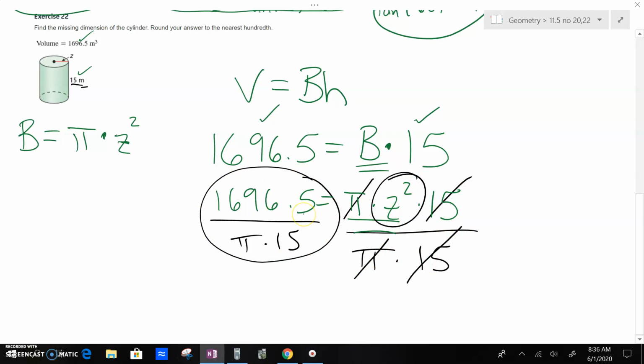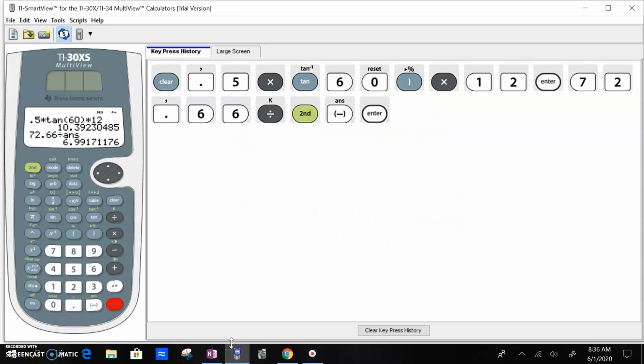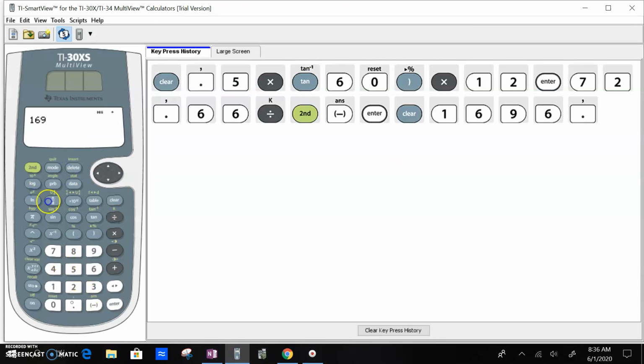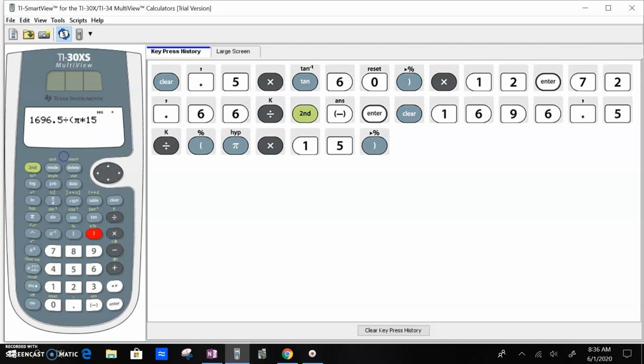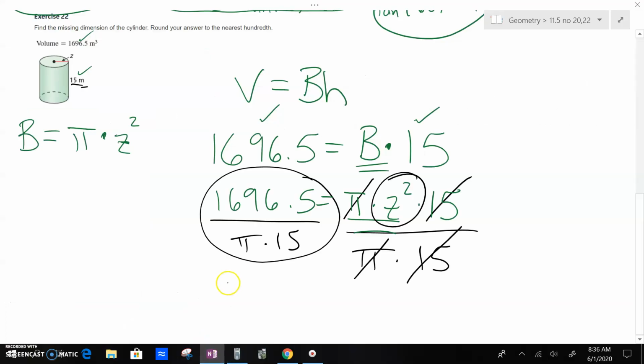1696.5, and I'm going to divide that by pi times 15. I'm using parentheses in the calculator so it knows to divide by that whole amount, both pi and 15. And I get this really nice result, 36 point bunch of zeros and an 8, which is 36, for our purposes, for where they're asking us to round. And that's equal to z squared.